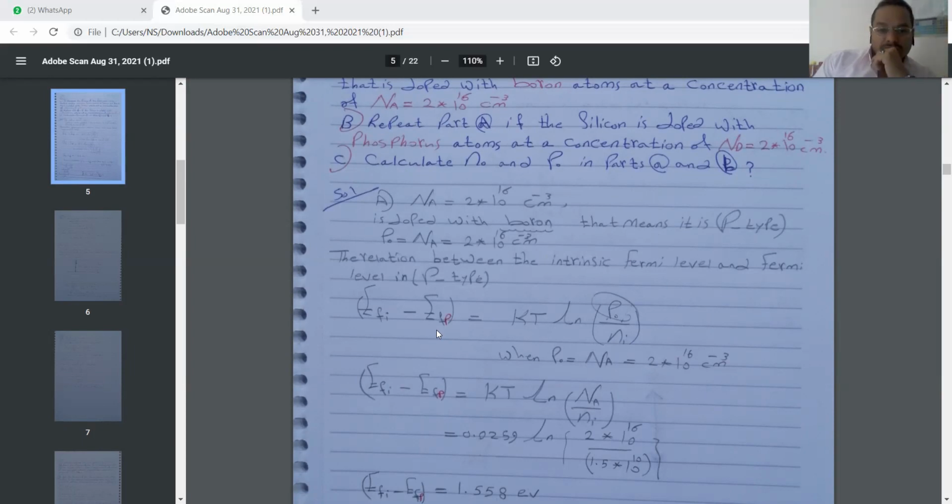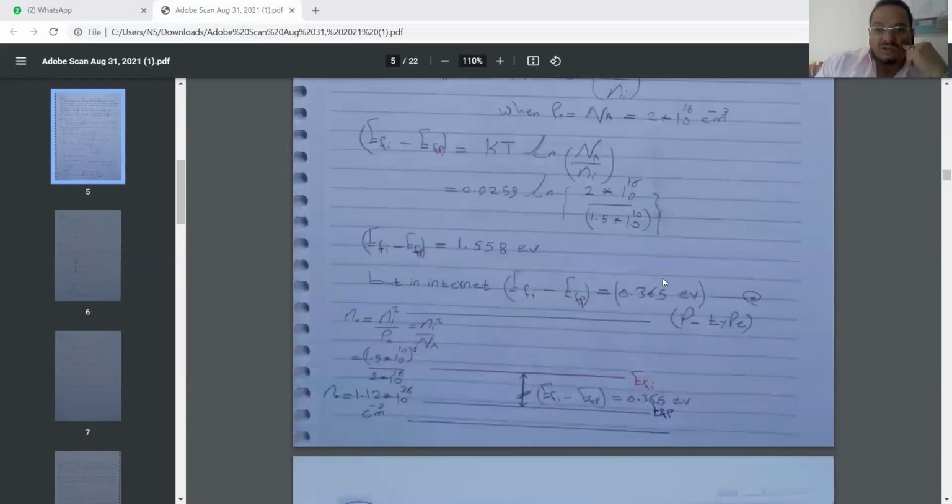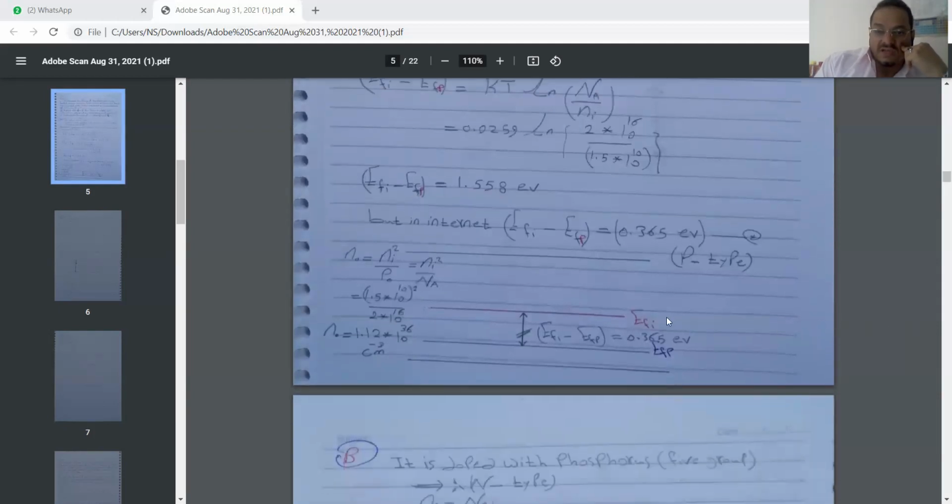Okay, now let's say EFI, the intrinsic Fermi level, minus EFP, the Fermi level for holes, equals kT ln of the concentration of holes divided by the intrinsic carrier concentration. Now let's think about why EFI minus EFP. Why not EFP minus EFI? Because this diagram will answer us here.